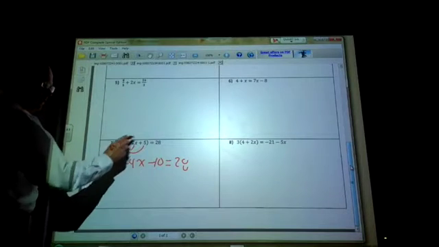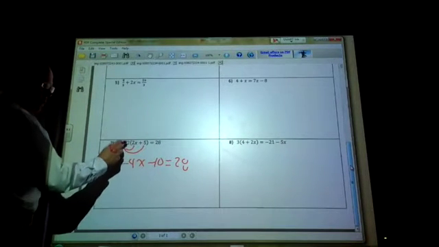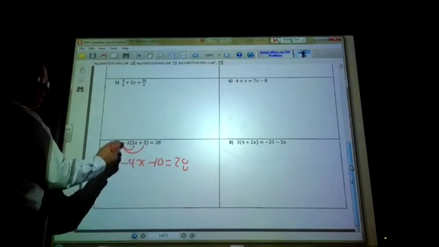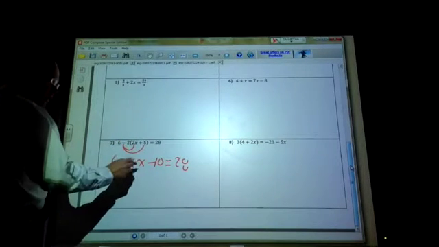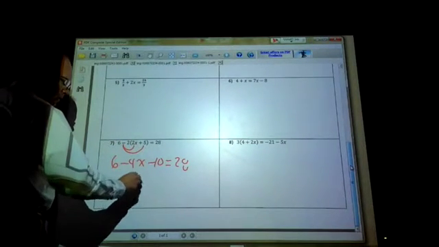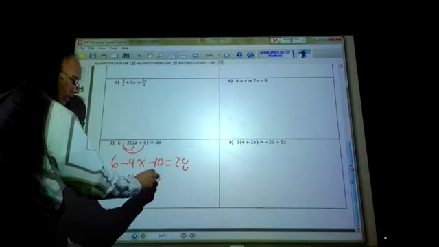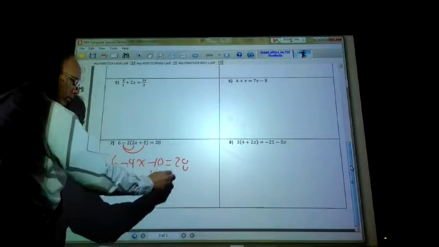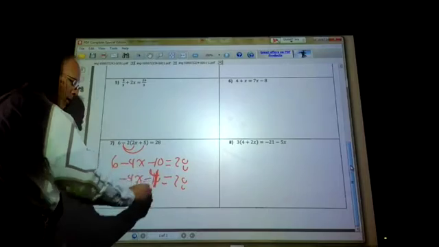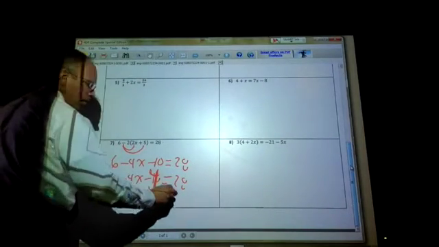Remember, you're distributing the negative and the 2 to both. So that became the negative 4x and the negative 10. Combine your like terms, so 6 and negative 10. They're on the same side. So that's going to be negative 4x minus 4 equals 28. Let's add 4 to both sides.